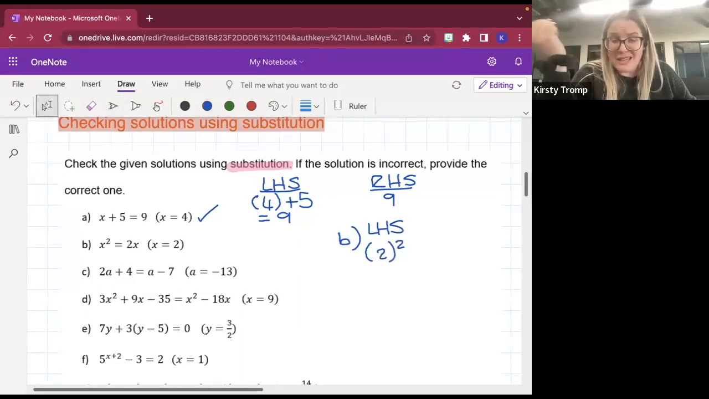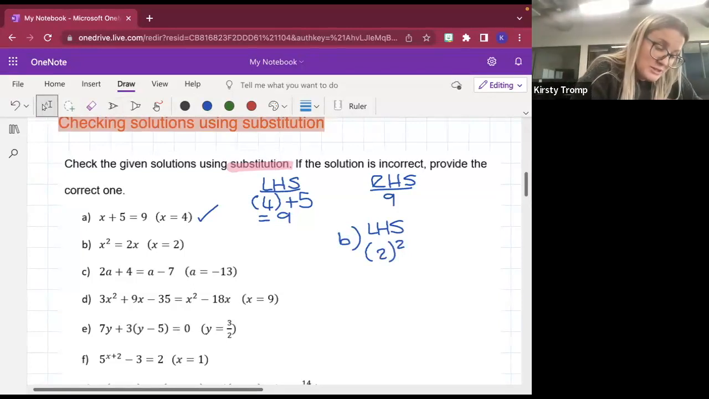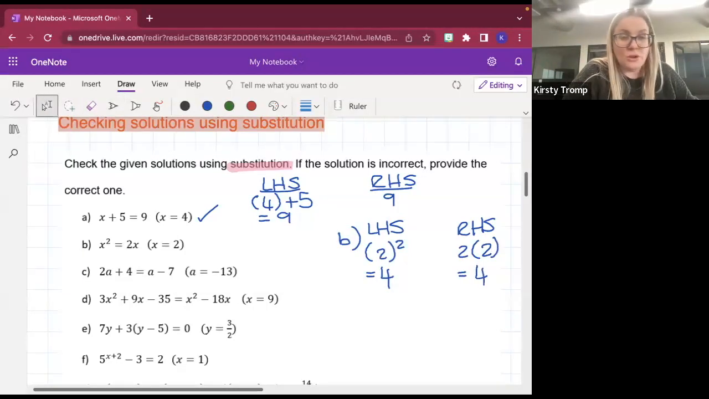2 squared, what does it actually mean, 2 squared? It means 2 times 2, and 2 times 2 will give me 4. On the right-hand side, I've got 2, open brackets, and instead of seeing x, I'm going to put a 2. 2 times 2 will give me 4. Okay, so nice and easy. I see the left-hand side is equal to the right-hand side, so I'm all good. That one is all good.